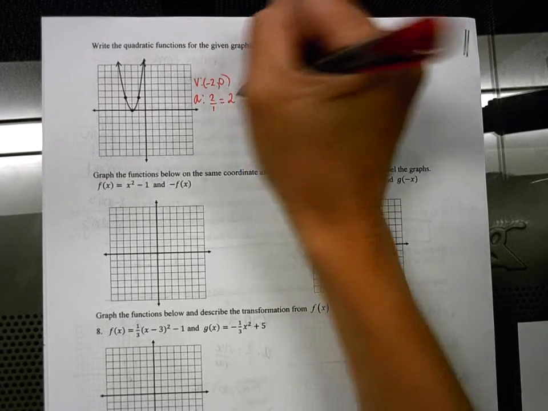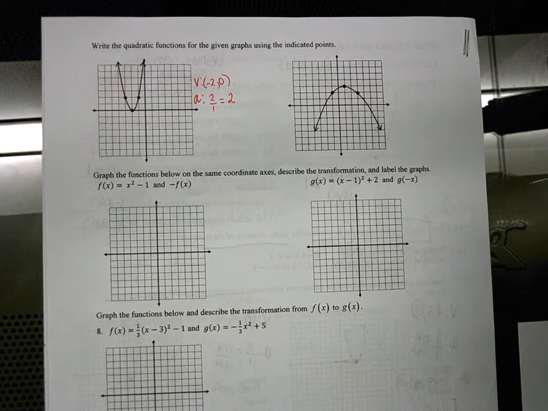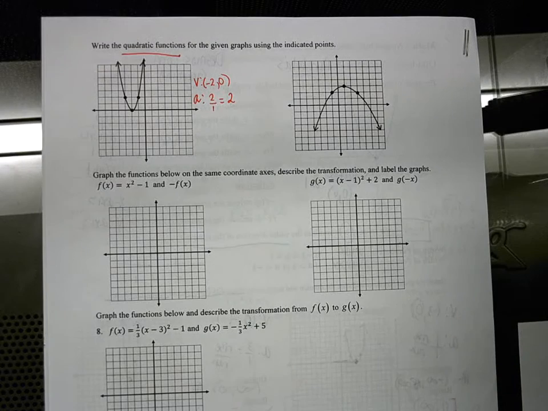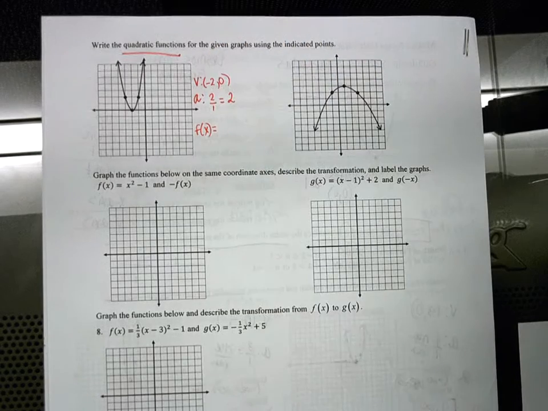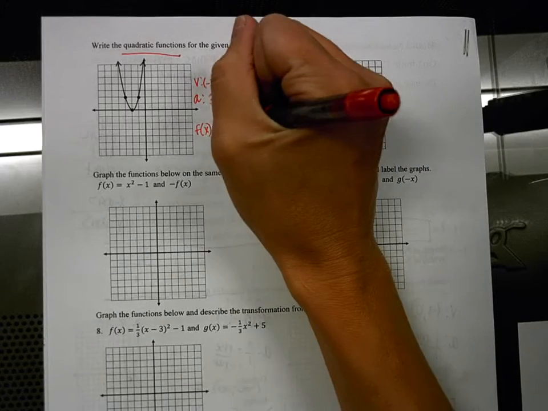Okay, so when I'm writing this equation, since they're saying quadratic function, we could use f of x. If you write y, that's also fine, that's up to you. I'm going to go ahead and write f of x equals, and then what will I put next? 2, because you need your a value. Then what?